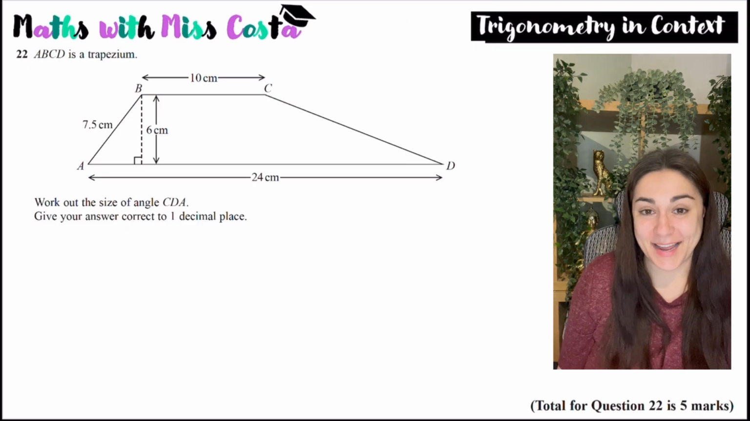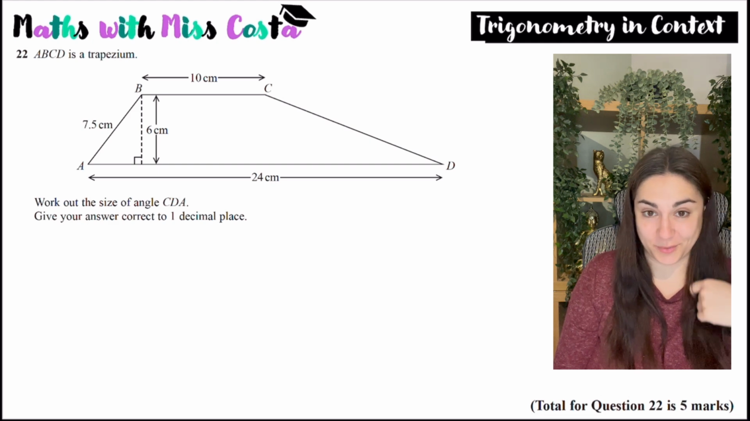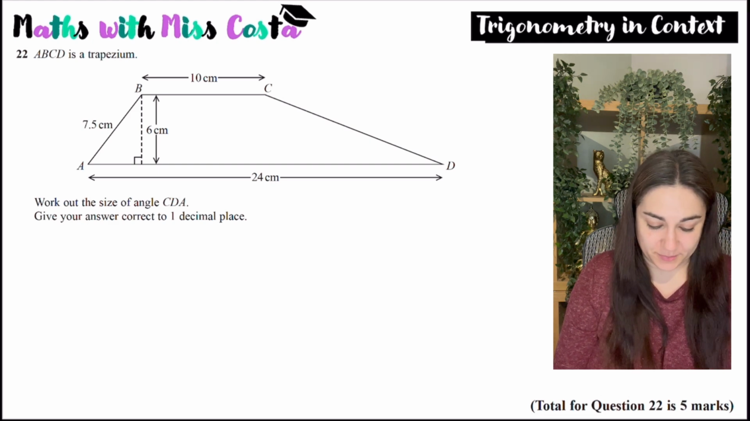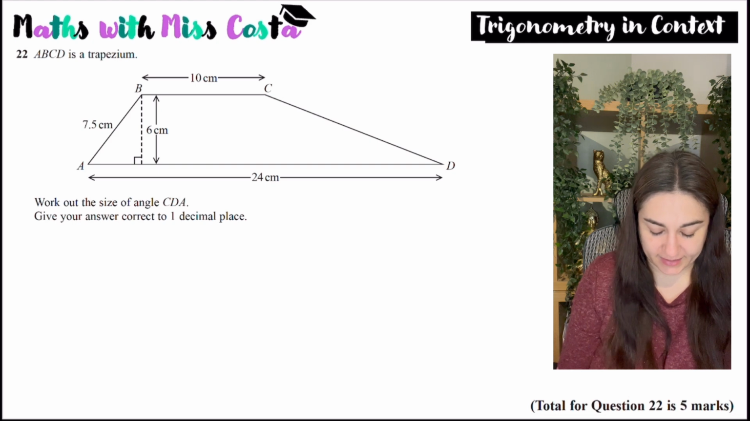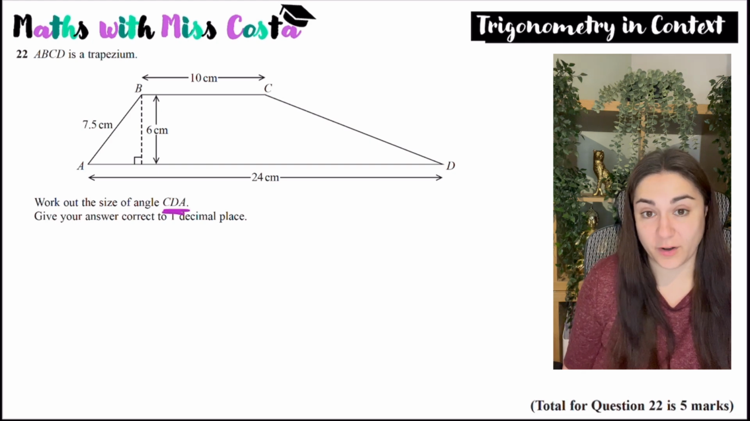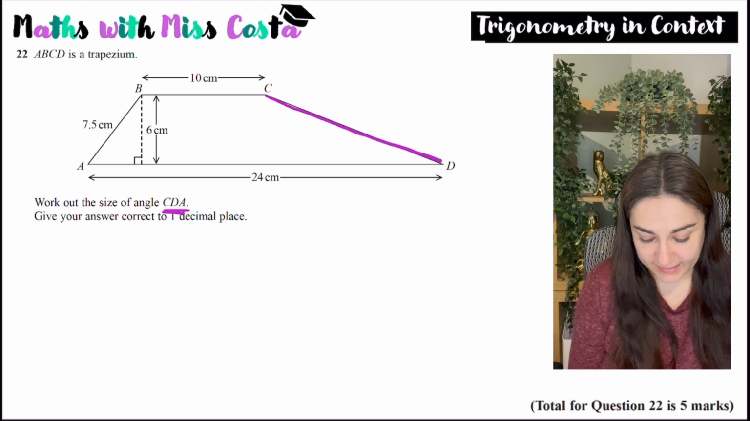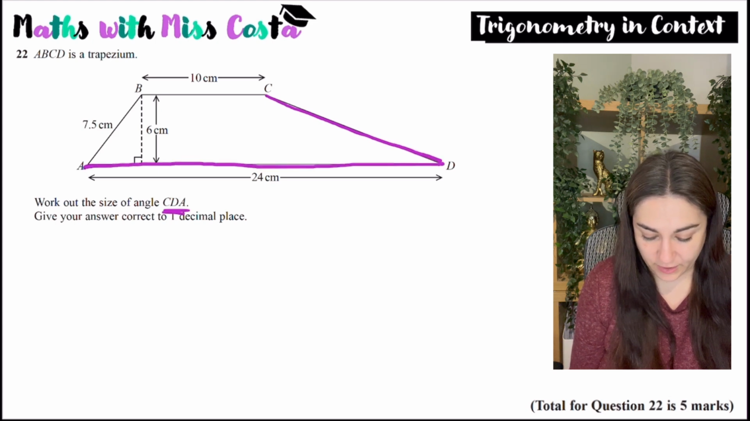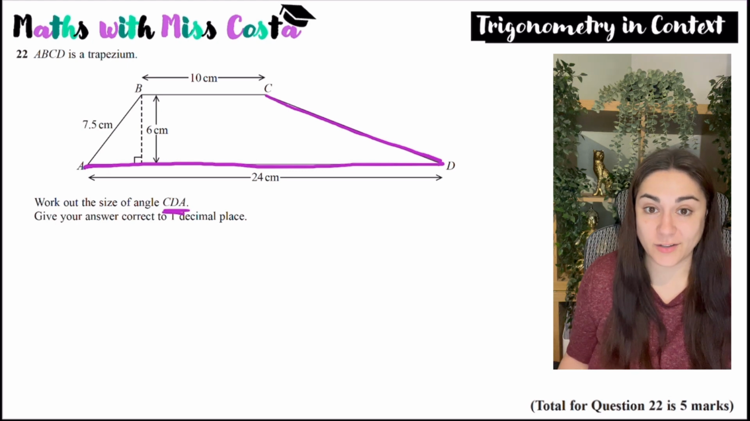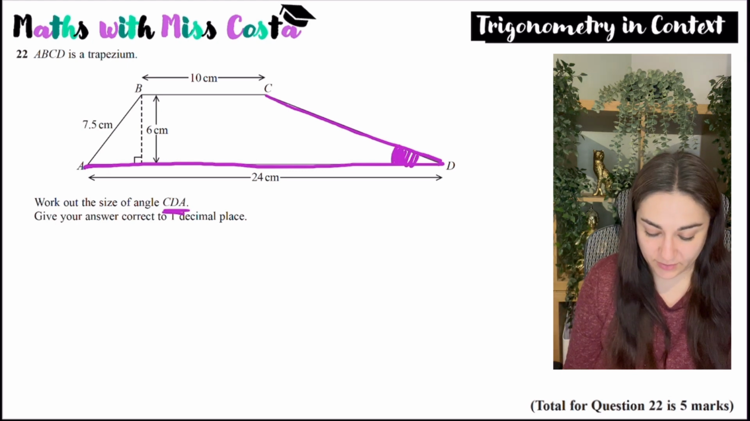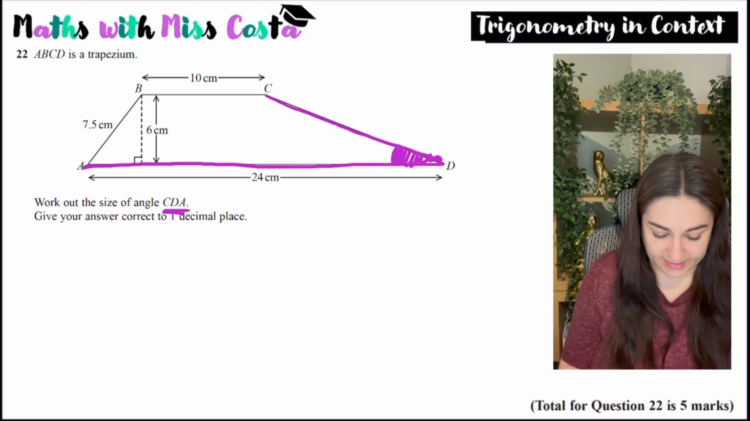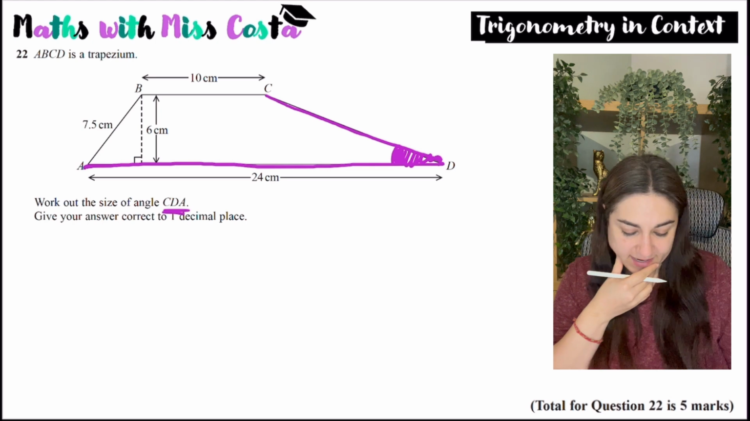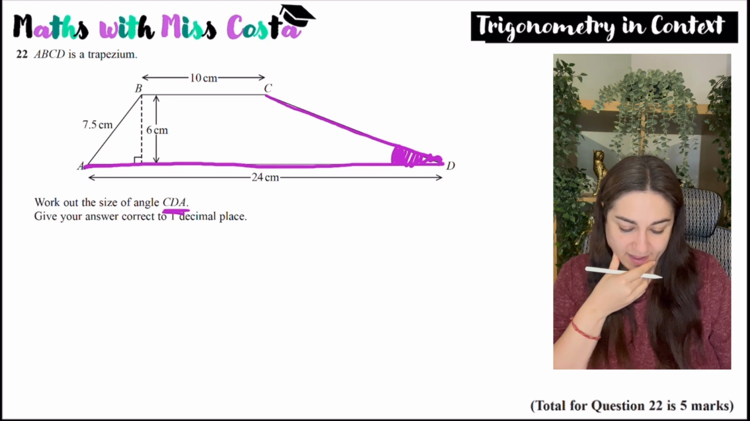Okay, so now we've got a trigonometry in context question. I'm told that ABCD is a trapezium, and I need to work out the size of angle CDA. When you're trying to figure out where the angle is, you follow the line. So you start from C to D, and then you go to A. So the angle is whatever angle is in between those two lines. Therefore it's this angle that I need to work out, and I need to give my answer correct to one decimal place. So let's have a look at what I need to do in order to work out that angle.